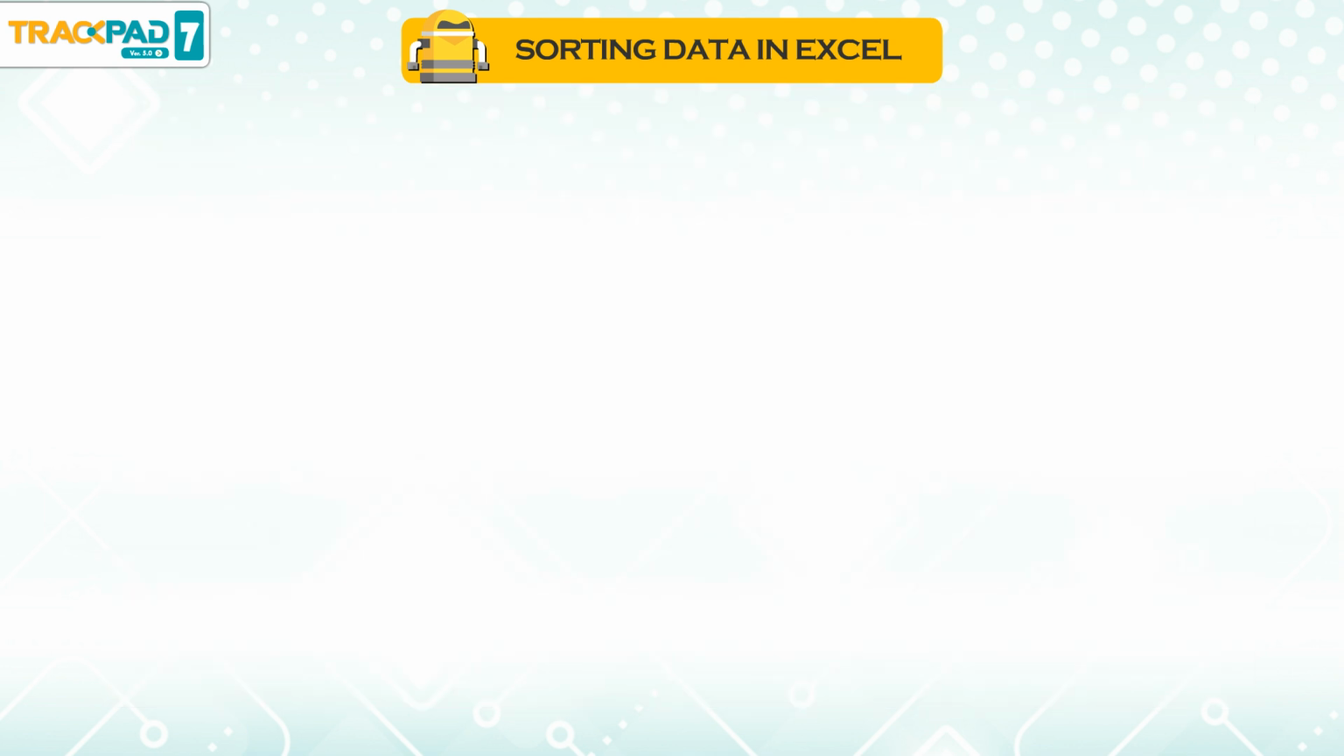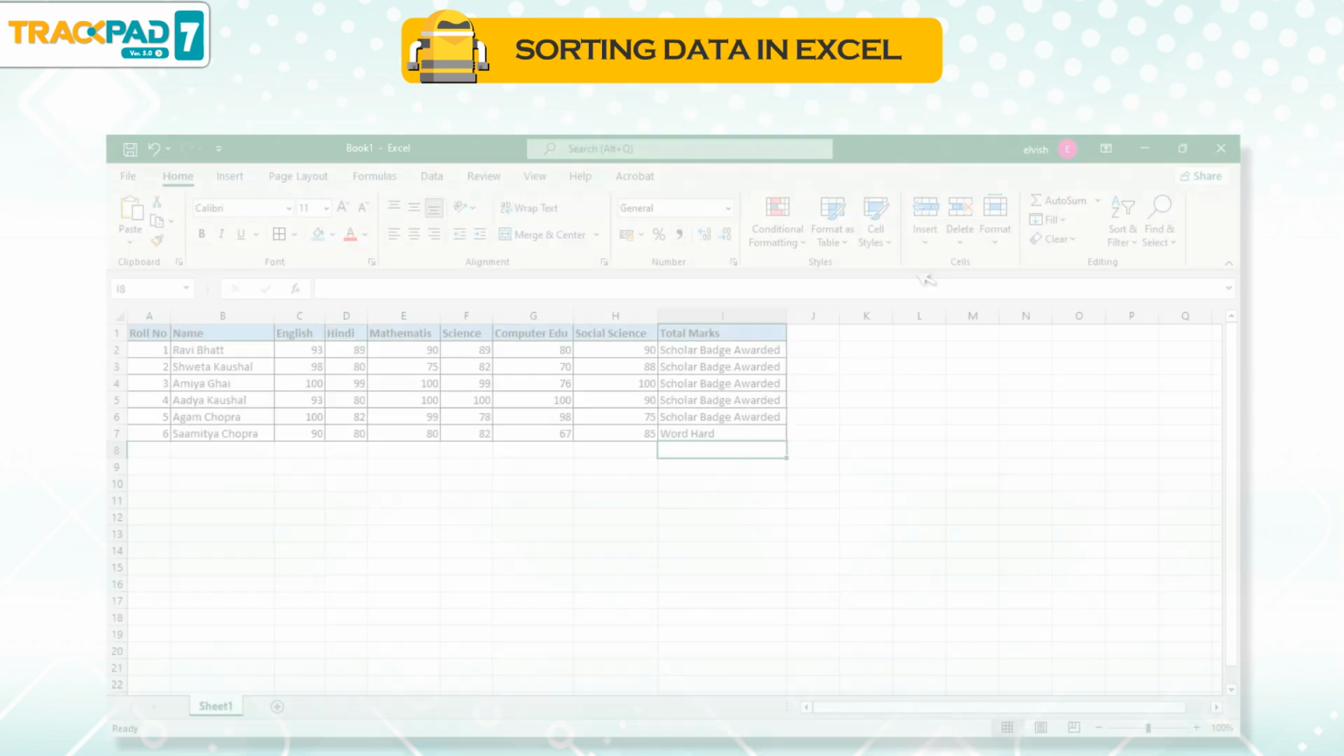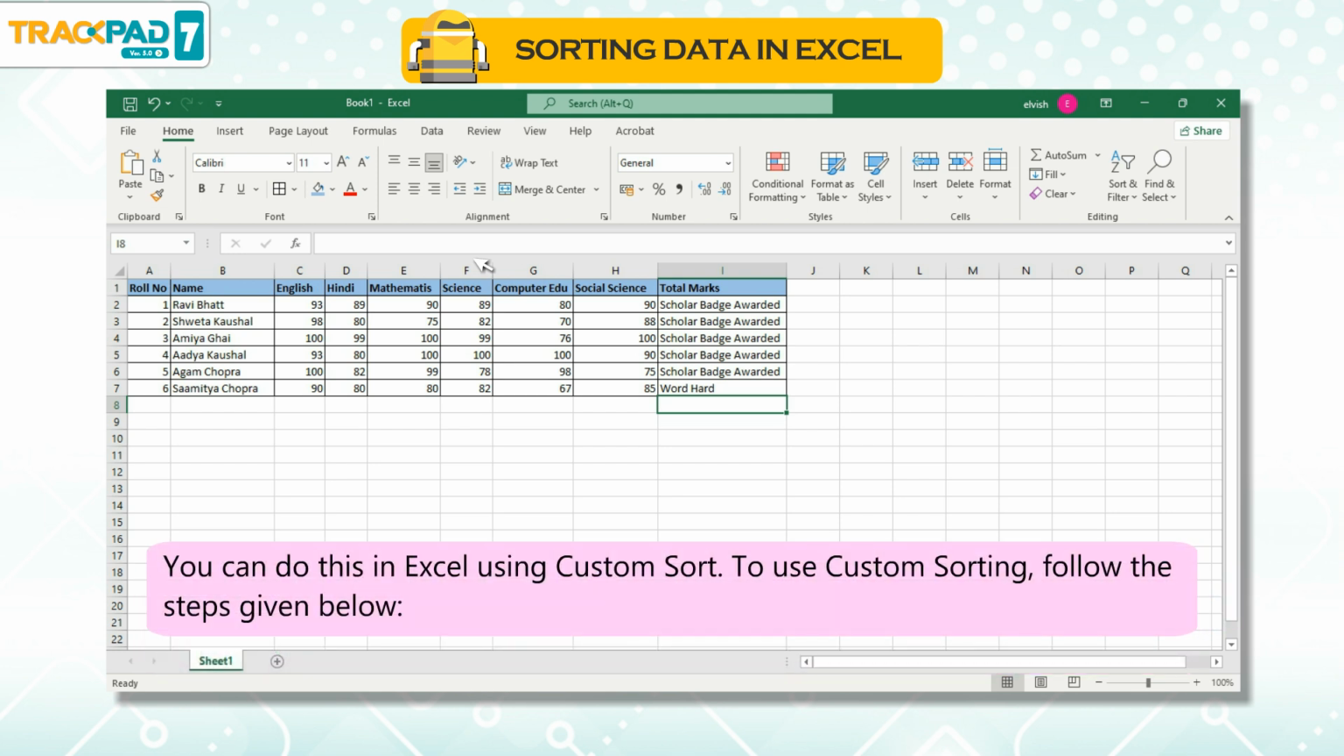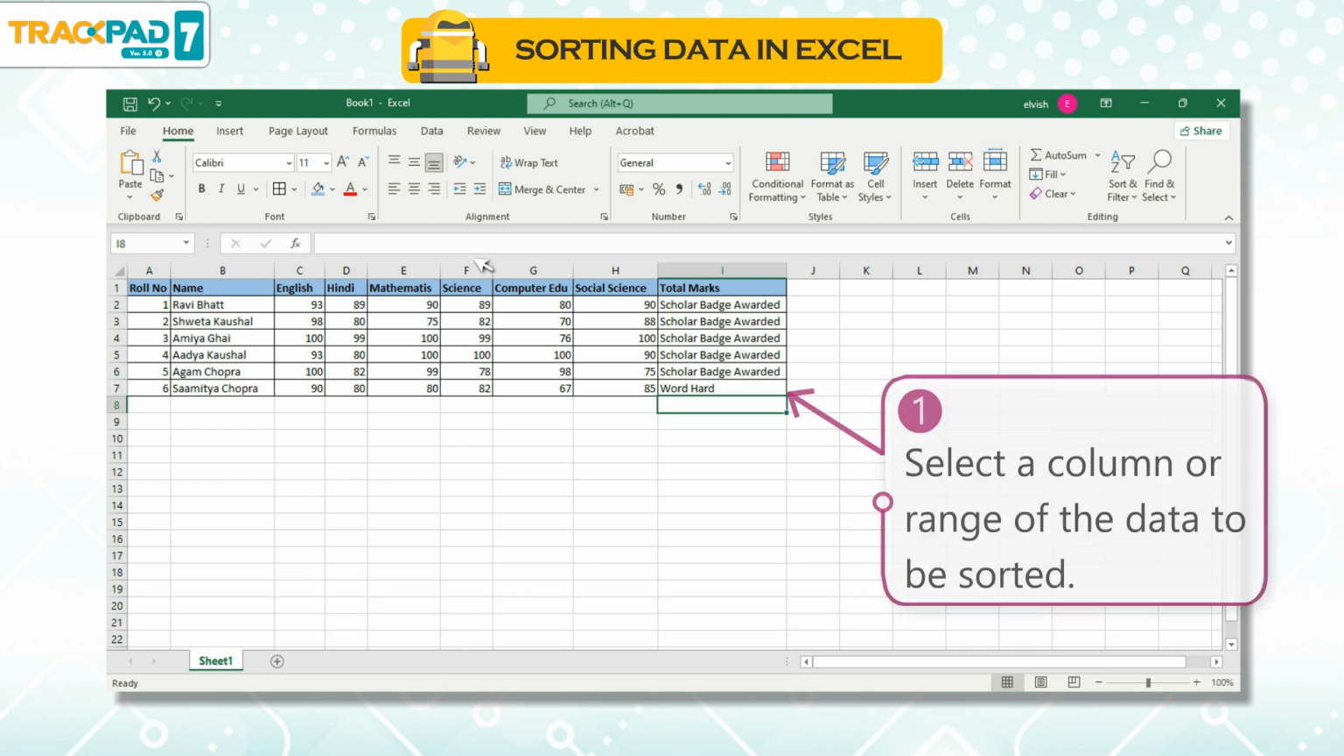A option. Custom sorting. Even when the data is arranged in ascending or descending order, it can still be sorted again within another column. For example, if a students' mark list is sorted with respect to the roll number column, we can still sort it in the name column. You can do this in Excel using column sort. To use column sorting, follow the steps given below.